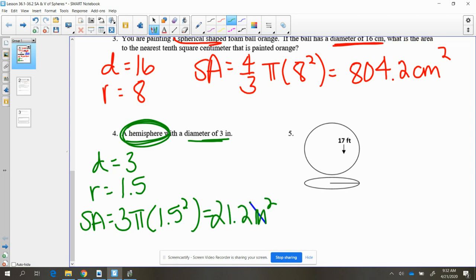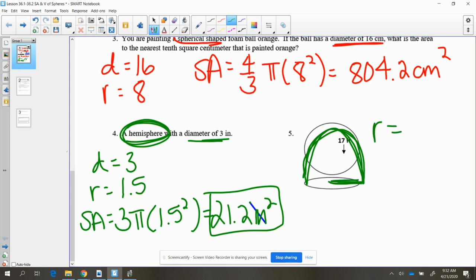Now, my apologies on number 5. This is supposed to be a hemisphere. I don't know why the picture's all messed up, but it's a hemisphere with a radius of 17. So take a moment on your own to calculate now what the area of this hemisphere is going to be with the radius of 17.